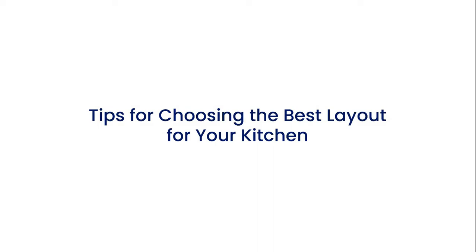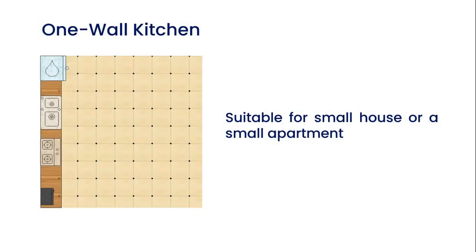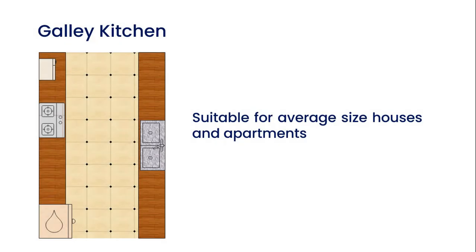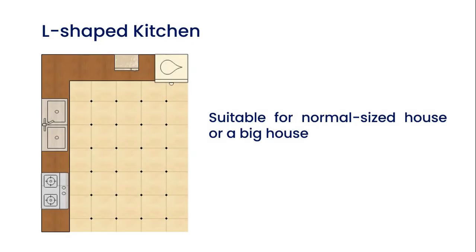Here are some tips for finding the best layout for your kitchen. The one-wall kitchen layout is suitable when you live in a small house or apartment, or you can opt for a galley kitchen if you live in an average-size home or apartment. The L-shaped kitchen layout is suitable when you live in a normal-sized house or a big house.